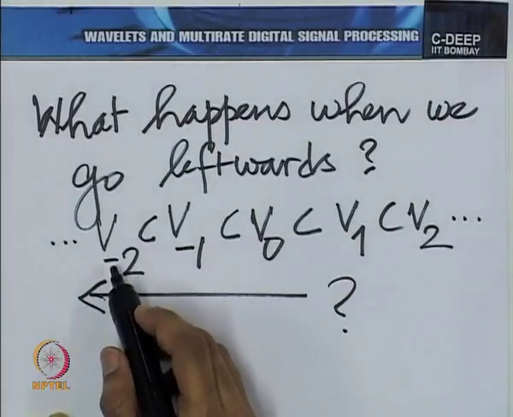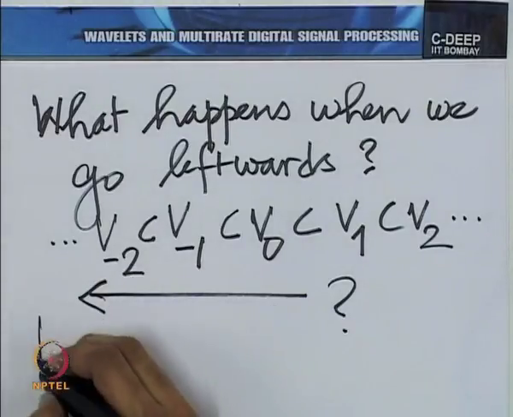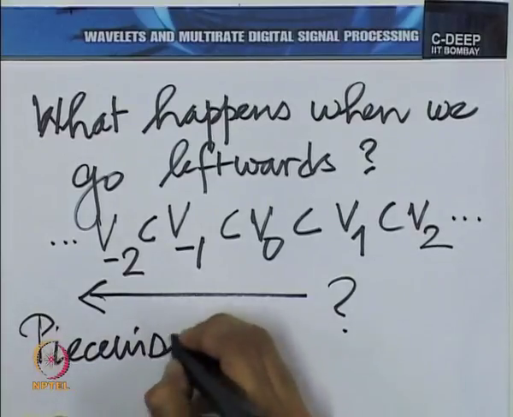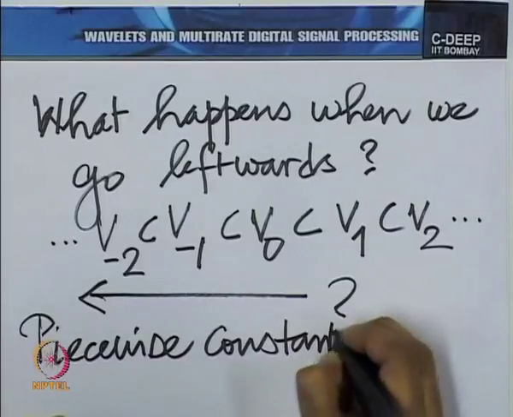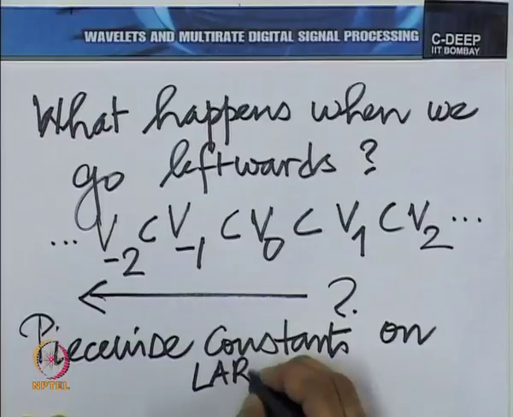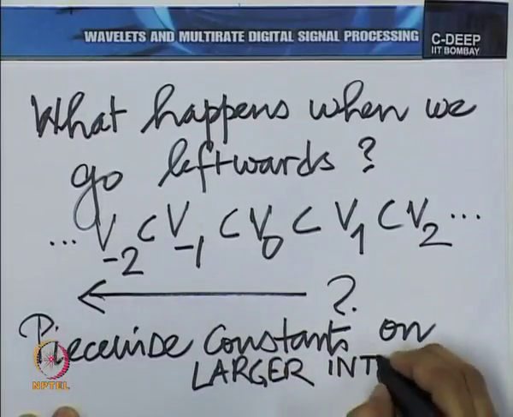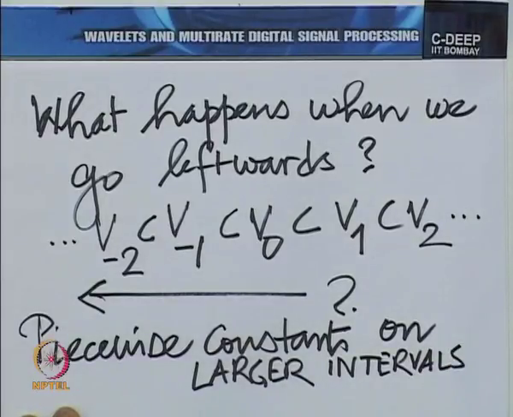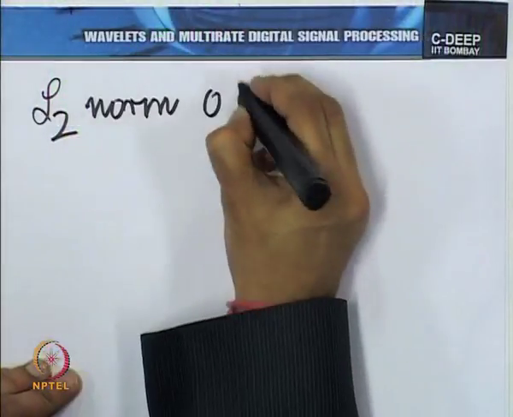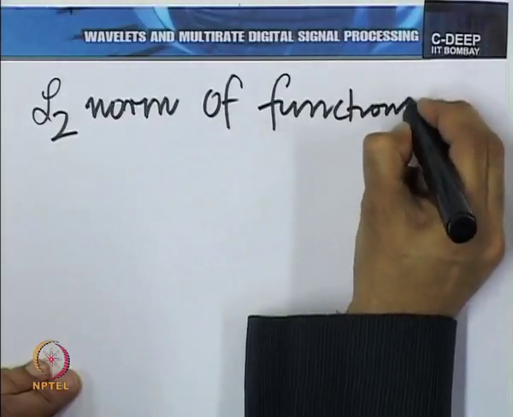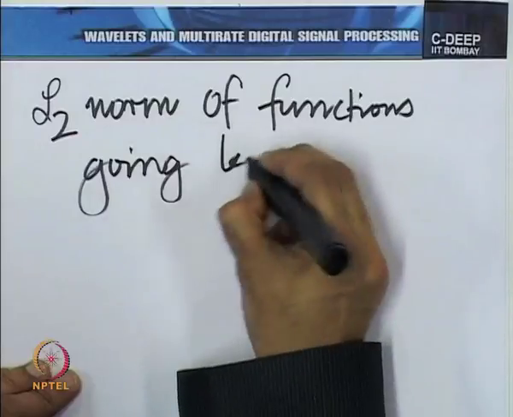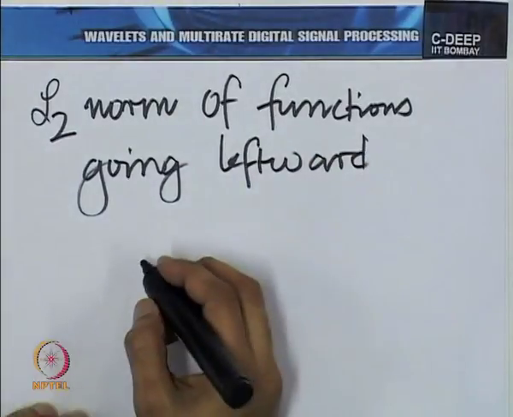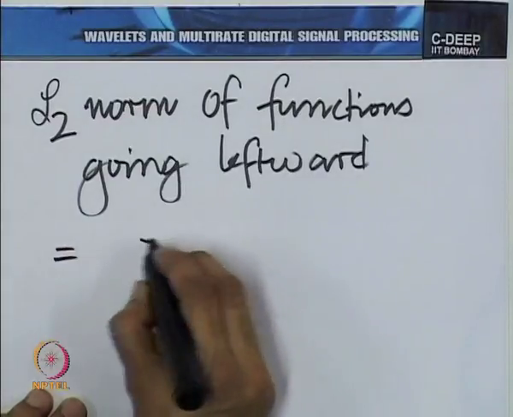What are we doing? We are taking piecewise constant functions on larger and larger intervals. Let us write that down. So, piecewise constant functions on larger intervals. Now, you see what is the L 2 norm of functions as you go leftwards? What kind of a form will it have? It is going to have a form like this, summation on n.